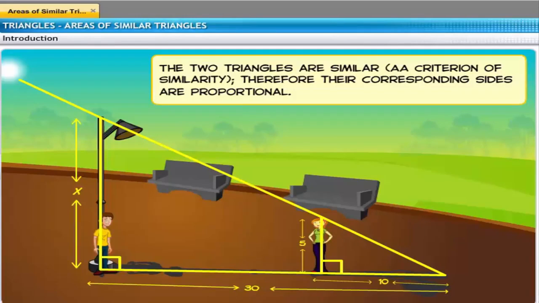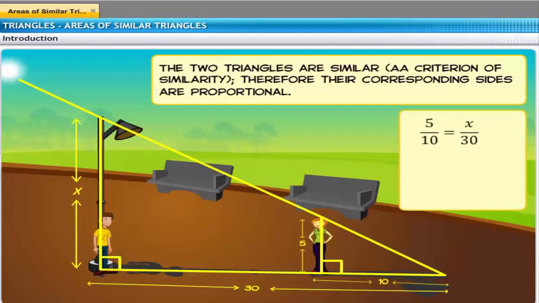Taking the ratio of the sides, we get the equation 5 divided by 10 is equal to x divided by 30. On simplifying, we get x is equal to 5 multiplied by 30, the whole divided by 10, which is equal to 15. Therefore, the length of the lamppost is equal to 15 feet. Remember, when two triangles are similar, their corresponding angles are equal and their corresponding sides are proportional.